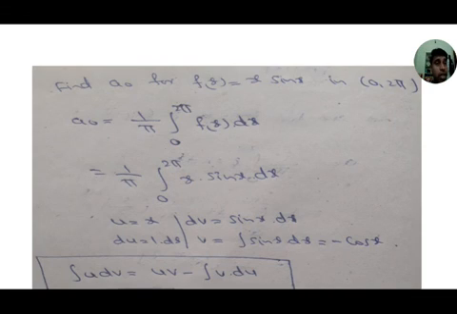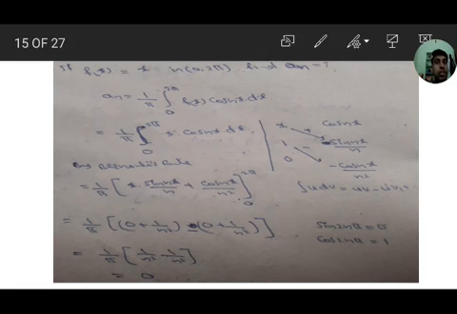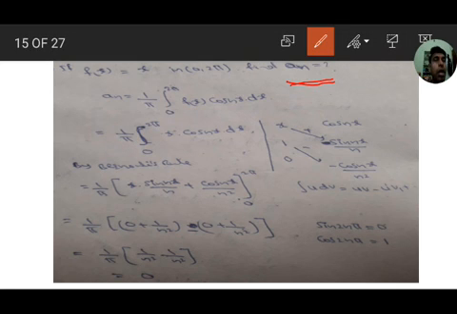Here integration we have done by integration by parts, using the formula integration u into dv equal to uv minus integration of v into du. Next problem. If f of x equal to x in 0 to 2 pi, then find a n. Up to now we discussed a naught; here we are discussing how to find an. If f of x equal to x in 0 to 2 pi, then find an value.